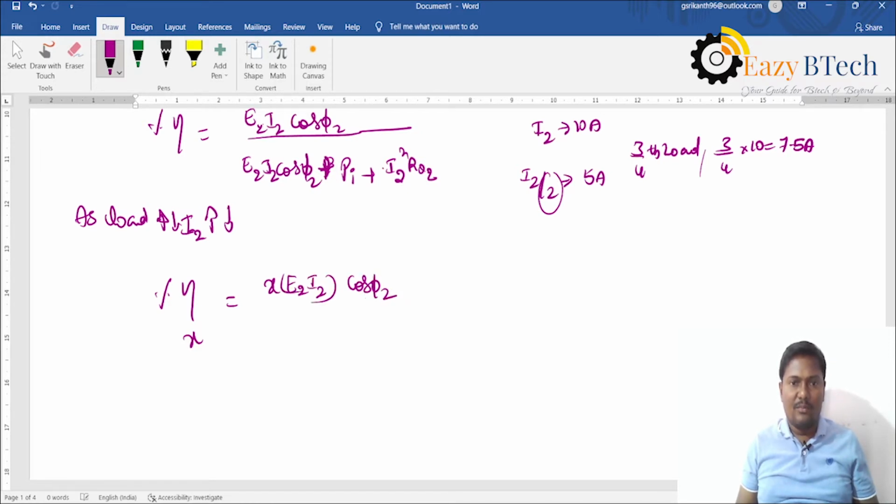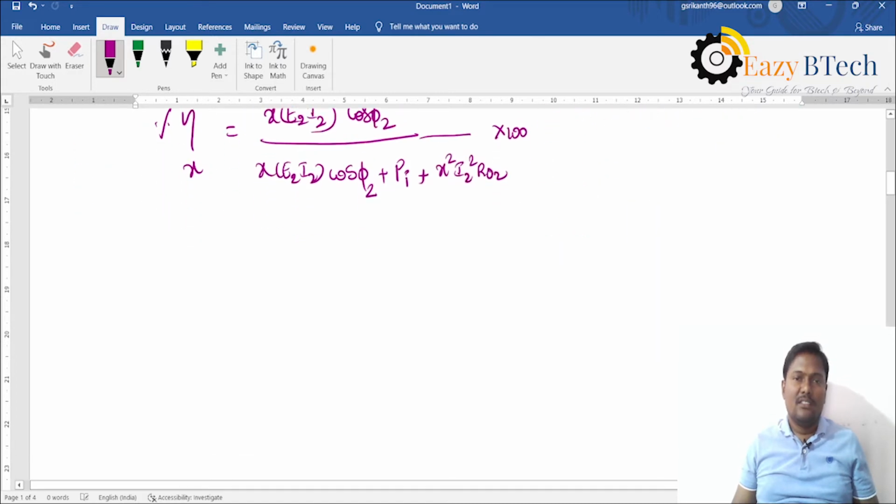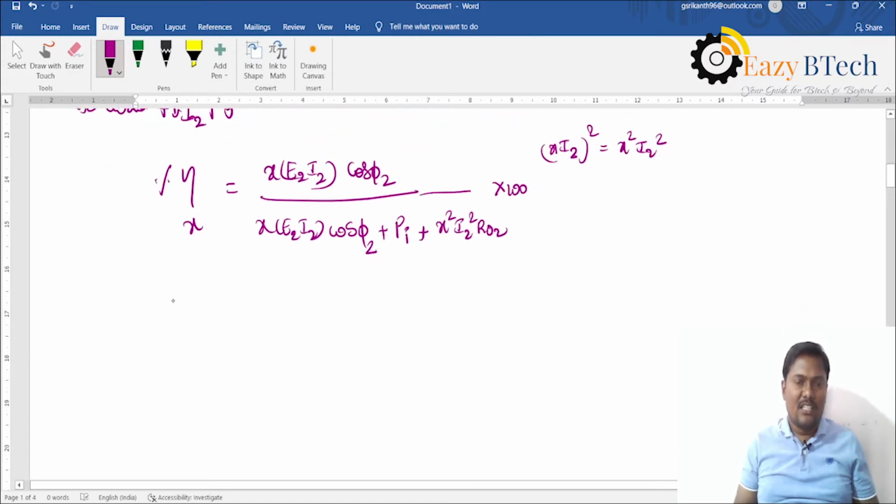Wherever I2 is there, put x I2. So x times of E2 I2 cos phi 2 plus iron losses plus, this is x I2 whole square, that means x square I2 square, so x square I2 square into R02, multiplied with 100. Then you will get the percentage efficiency at any fraction of load.